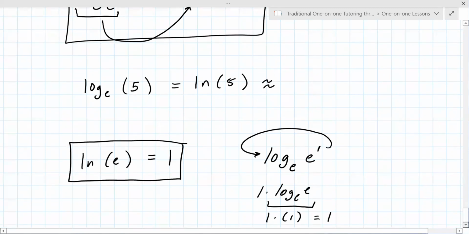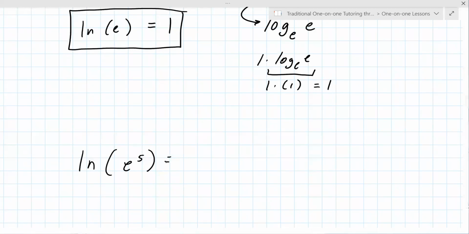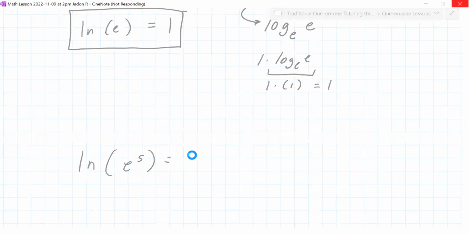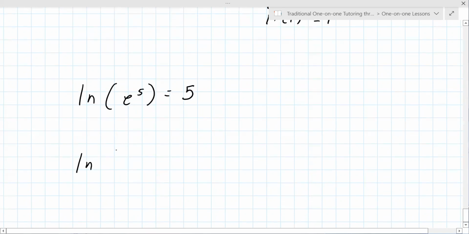Got that. So let's say I gave you a problem like this. What's the natural log of e to the fifth? Can you tell me what that is? Would it be just 5? It is 5. So you're like, oh, that's not too hard. Well, let me give you a more difficult one. Let's say it's the natural log of the square root of e.